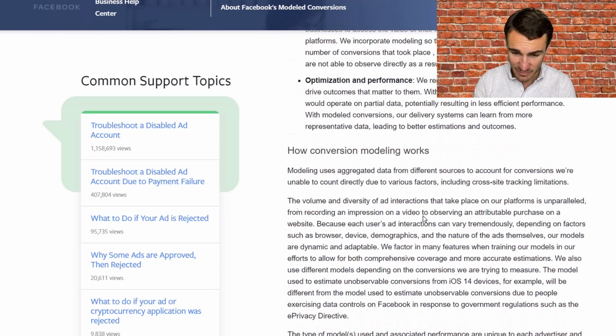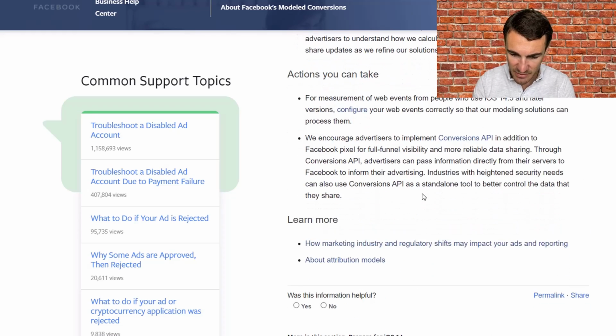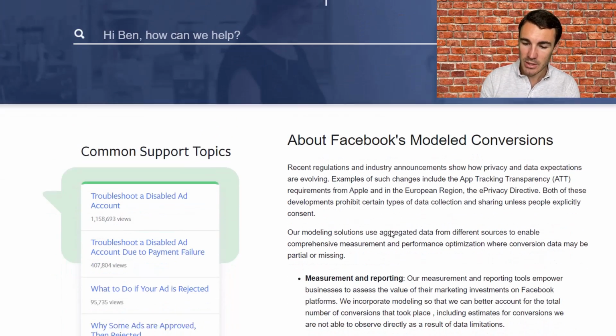And Facebook probably has some information around here. I haven't checked, but there's probably some attribution stuff in. There we go, about attribution models. They'll be talking about in this document, which you could obviously come in and see about Facebook's modeled conversions.